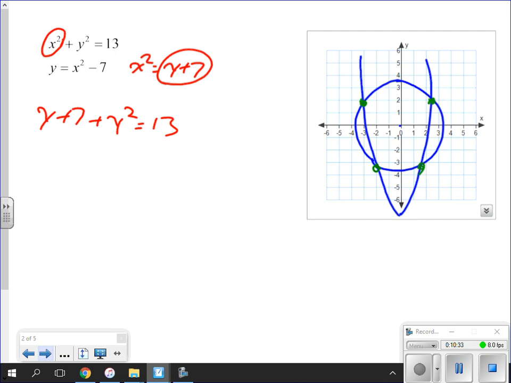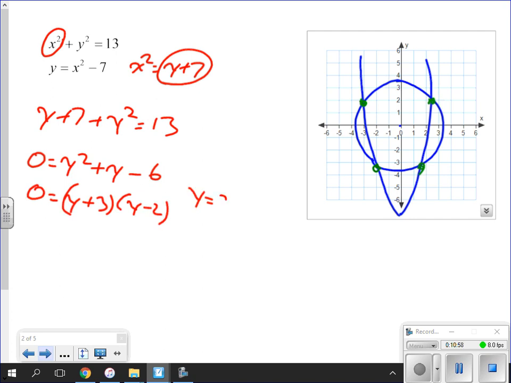Rearrange it, set it equal to 0. 0 equals y squared plus y minus 6. Zero equals y plus 3, y minus 2. So I end up with y equals 2. Sorry, y equals 2, y equals negative 3.